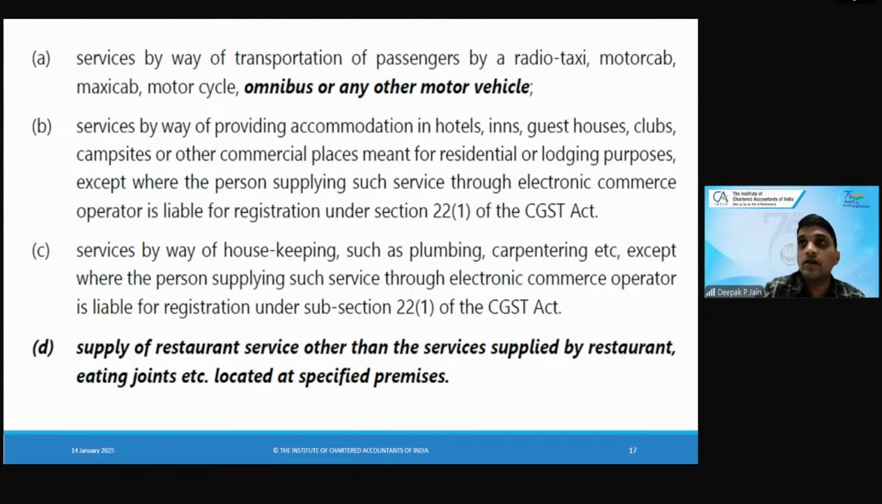So if you download your bill from the Uber, once you log in and download the invoice, there you will see that tax is paid by the Uber, and they will say it is paid on behalf of the supplier because the liability is on the e-commerce operator. So that is the first part where the TCS will not apply.